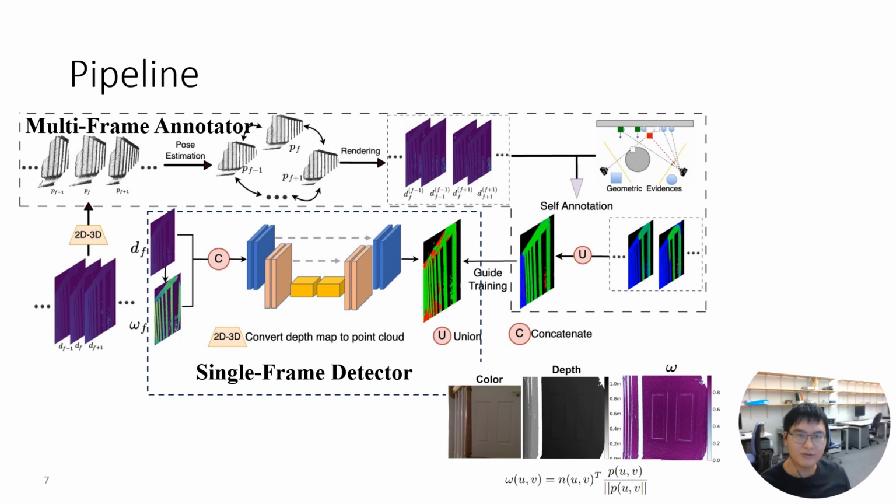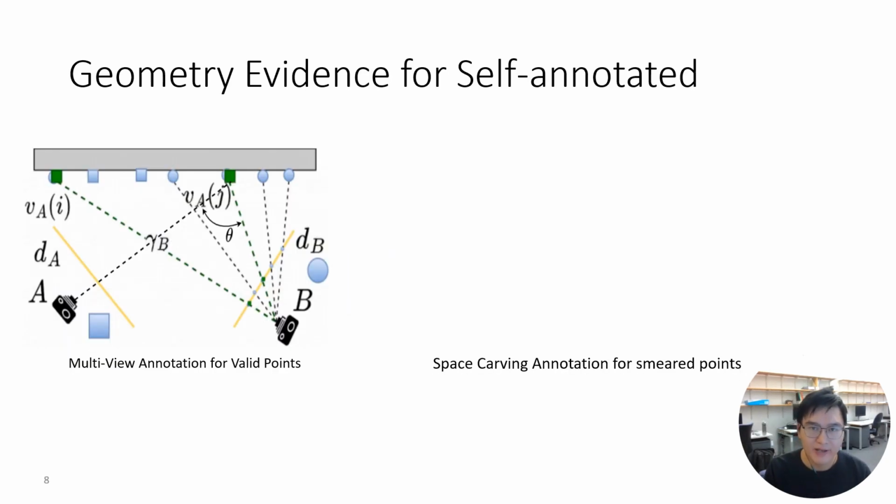We also found that using the omega map, based on the normal vector and point view direction angle, can help to detect the smeared points. Our most important novelty in this paper is to build two geometric evidences: the multi-view annotation for the valid points and the space carving annotation for the smeared points.